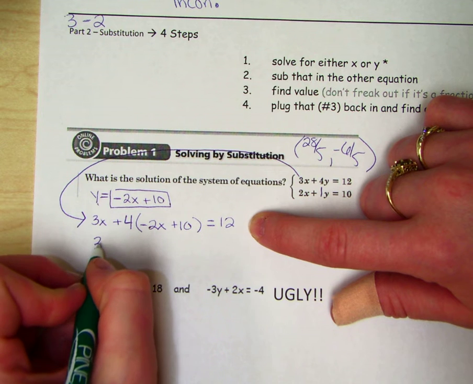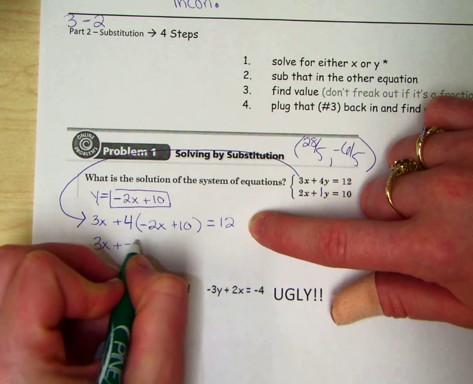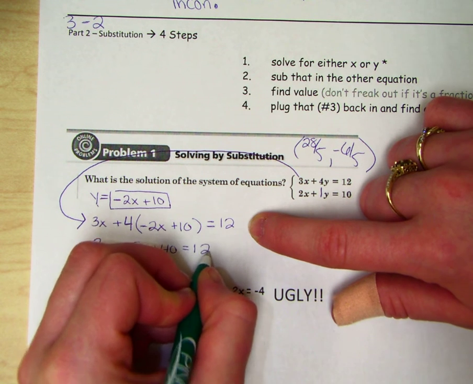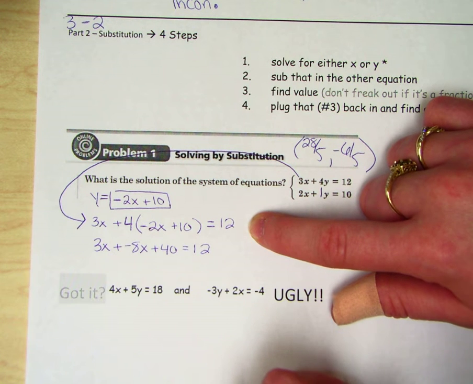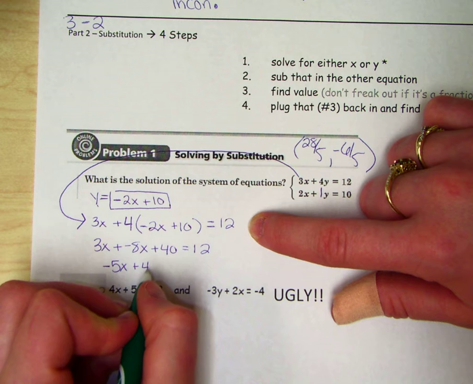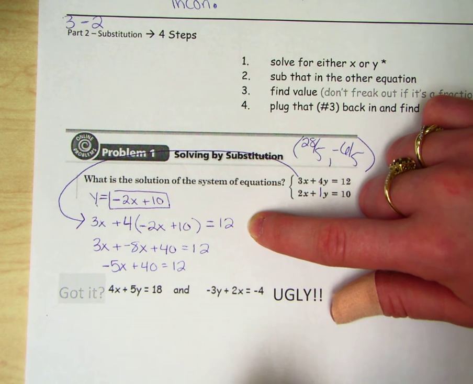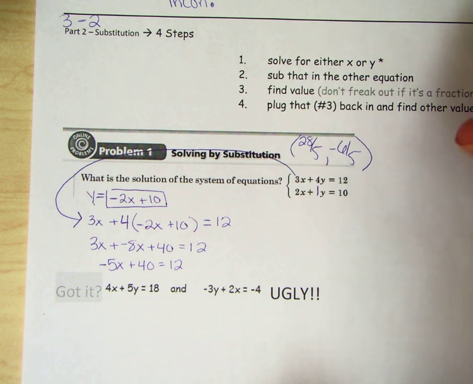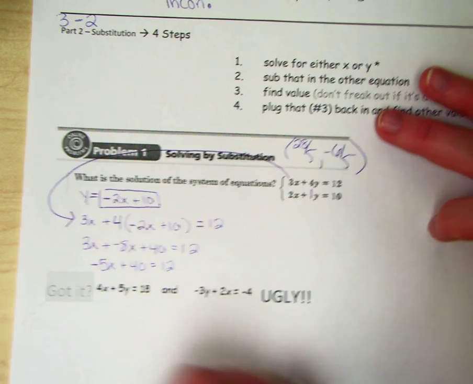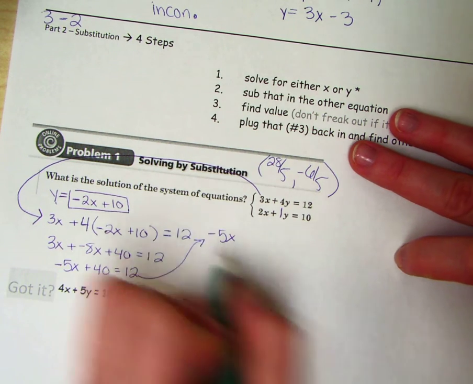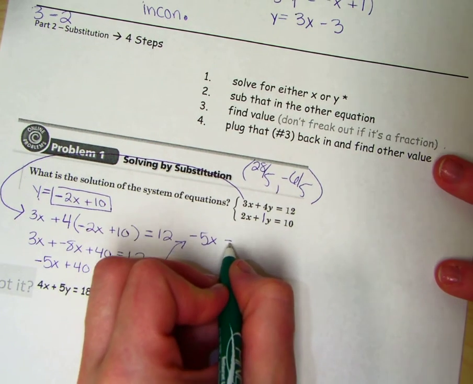Distribute your 4 in. So 3x plus a negative 8x plus 40 equals 12. Combine your like terms. Negative 5x plus 40 equals 12. Subtract 40 from both sides. Negative 5x equals negative 28.